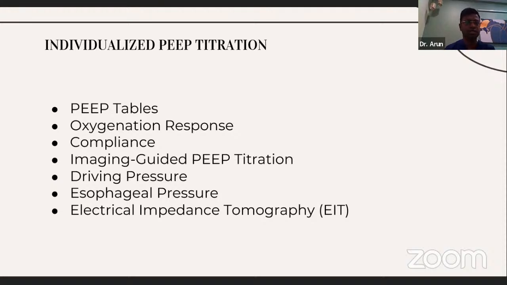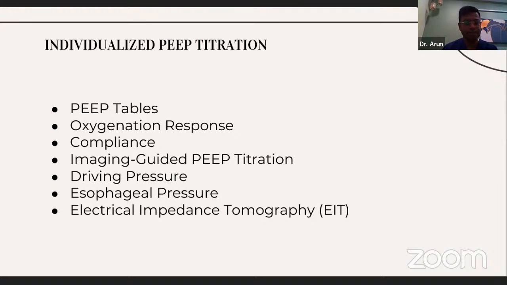Next is oxygenation response. Increase the PEEP and observe whether oxygenation improves or not. If oxygenation is improving, that is indicative of a reduction in intrapulmonary shunt. On the other hand, if the increase in PEEP causes an increase in PaCO2, that is indicative of overdistension. In a similar way, increase the PEEP and observe the improvement in compliance. If an increase in PEEP causes better compliance, that is associated with better survival.